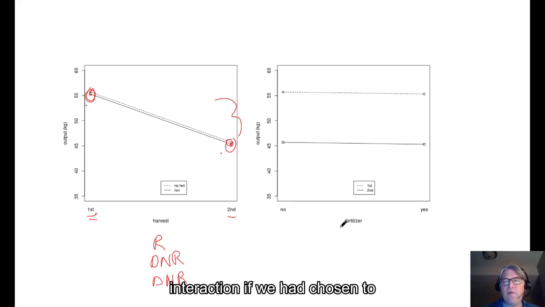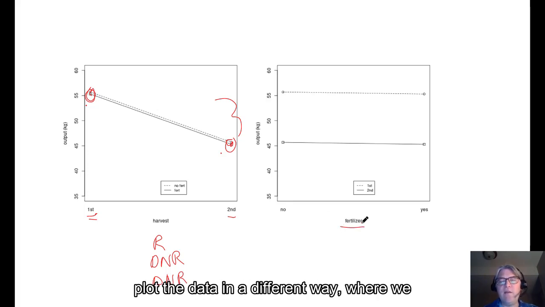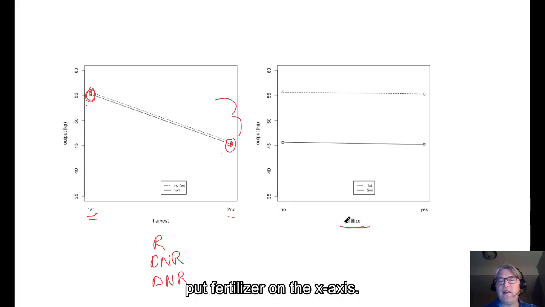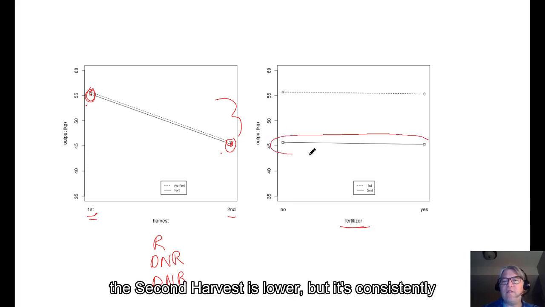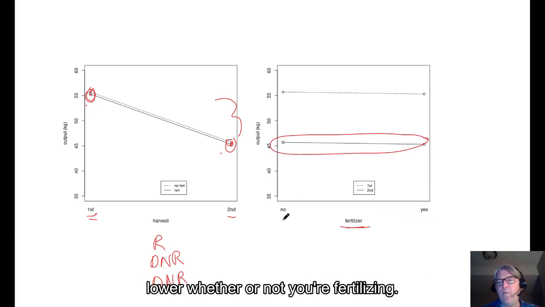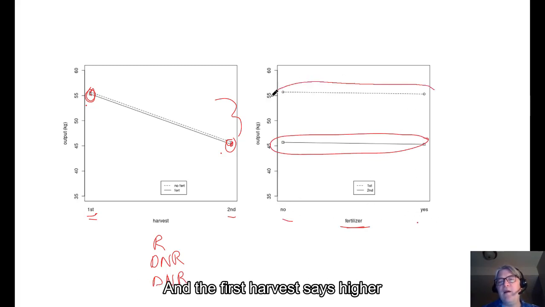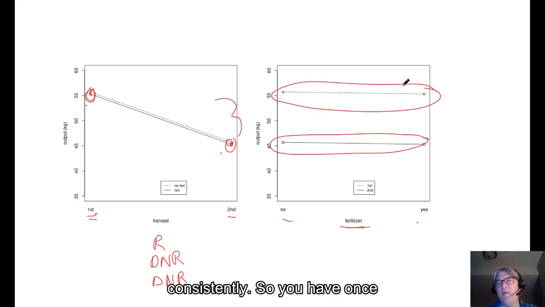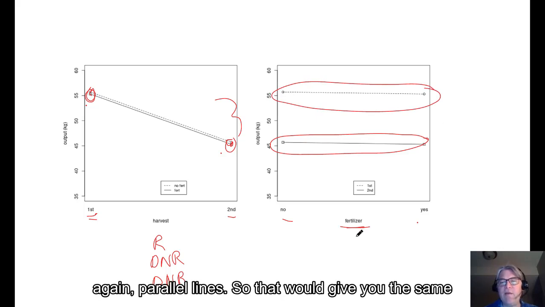interaction. If we had chosen to plot the data in a different way, where we put fertilizer on the x-axis, now we can see that the second harvest is lower, but it's consistently lower whether or not you're fertilizing, and the first harvest is higher consistently. So you have, once again, parallel lines, so that would give you the same conclusion.